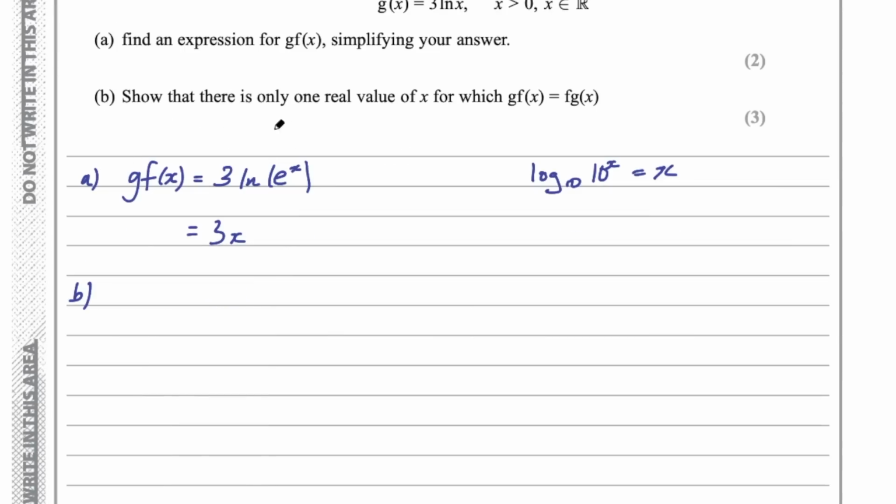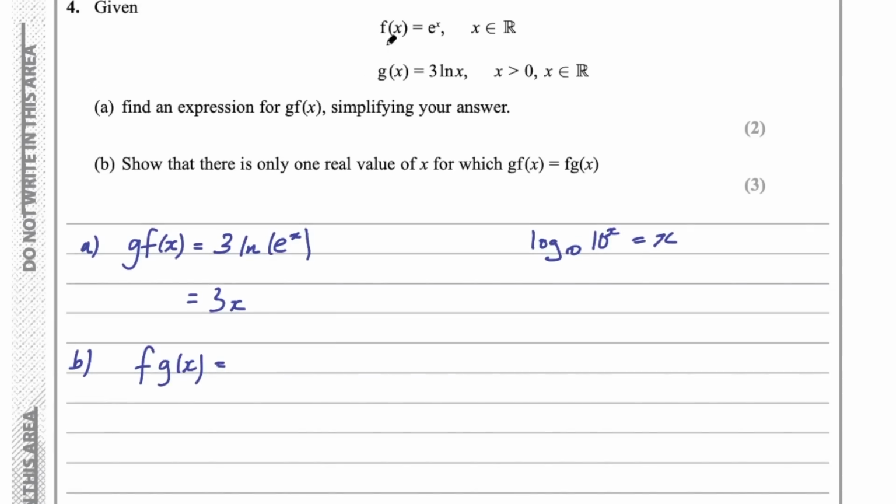Then part B says show that there is only one real value of x for which g of f equals f of g. So we've got g of f. Let's work out f of g now. So we need to substitute g into f. So we've got e to the power of 3 log x.